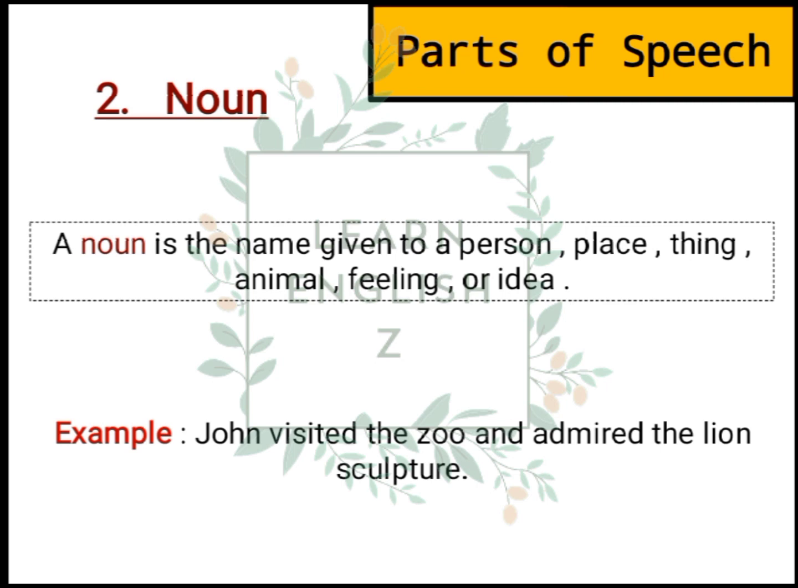The second part of speech is the noun. A noun is the name given to a person, place, thing, animal, feeling, or idea. For example, John visited the zoo and admired the lion sculpture. There are 4 nouns here: John, zoo, lion, and sculpture. John is a person, zoo is a place, lion is an animal, and sculpture is a thing.